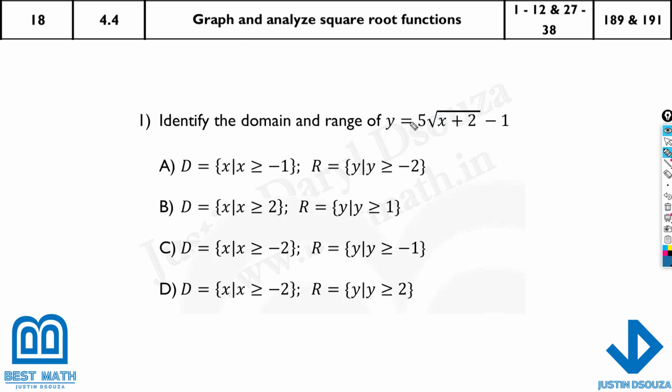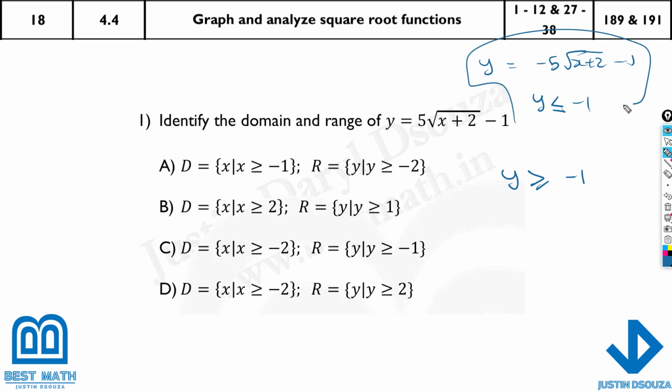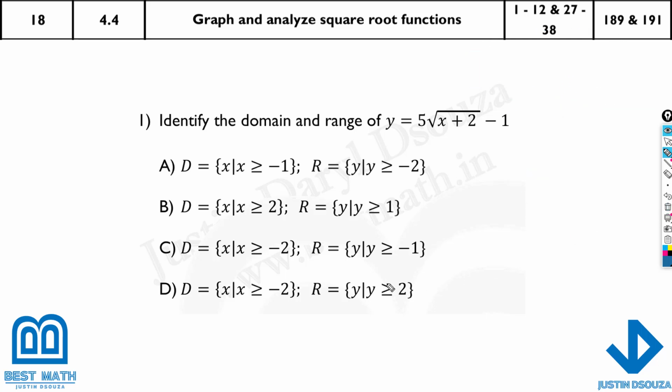Now look here, is there any plus or minus? It's plus. There's no sign. That means it's plus. So here what you need to do is y will be greater than or equal to whatever the number is added or subtracted, minus 1. If it was y equals minus 5 square root of x plus 2, minus 1, then you should write y less than or equal to, because this minus sign is there, then minus 1. That is the difference. I hope that's clear. It's very important. Now here then y is greater than or equal to minus 1. This is it. And over here we had x is greater than or equal to minus 2. So option C is your correct answer.